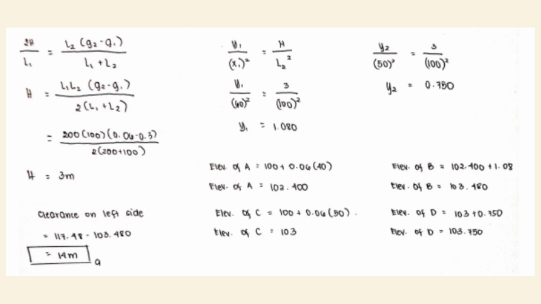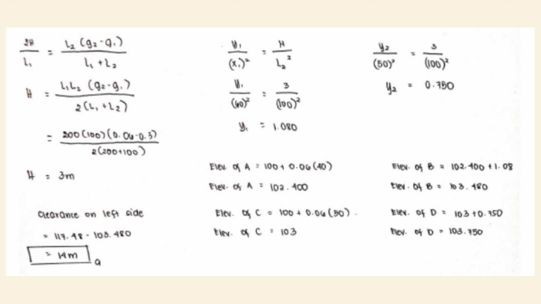So for A, we need to find the clearance on the left side of the bridge. But before we can solve for that, a lot of missing data should be solved first. We need to find values of H and Y sub 1, Y sub 2, elevation of A and elevation of B.